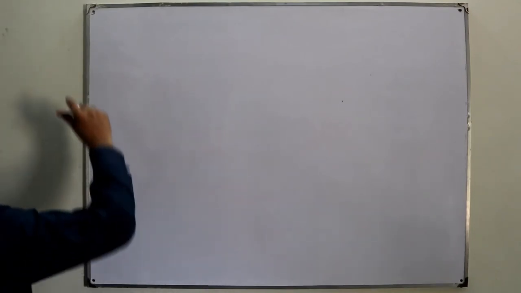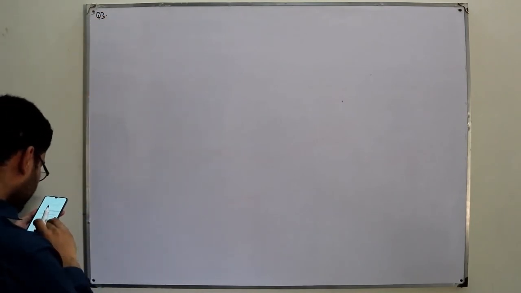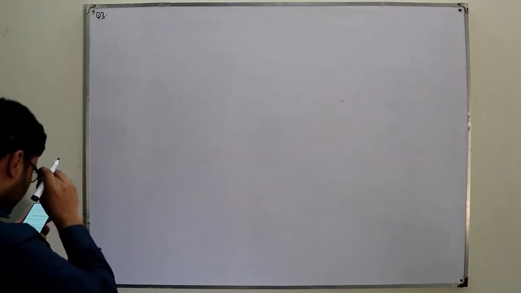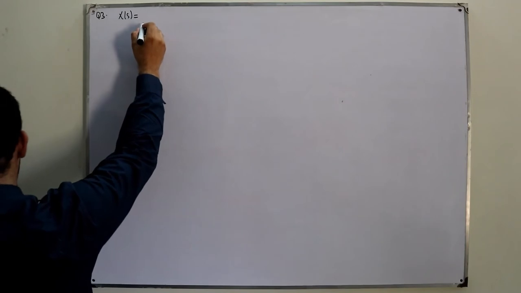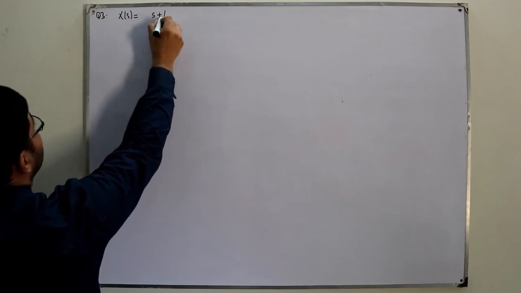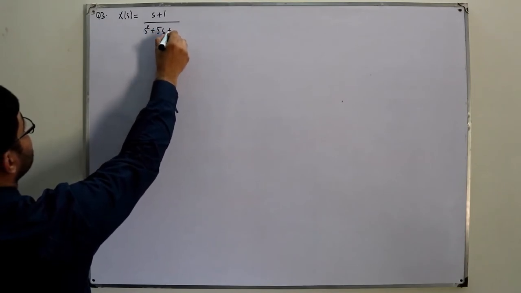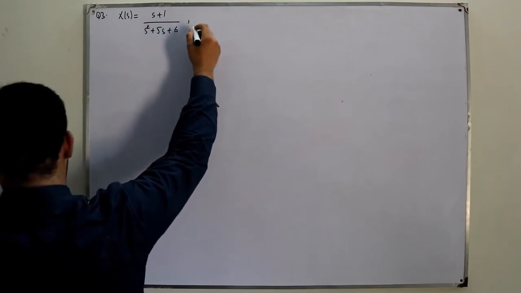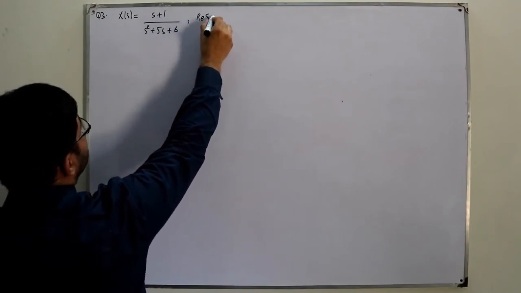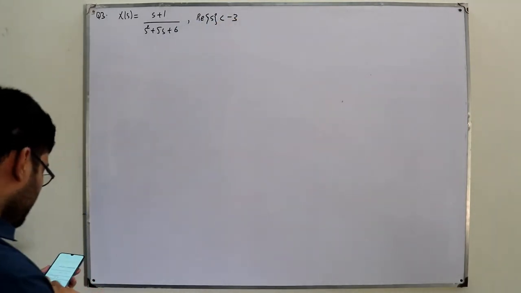Okay, what is the next question? The next is question number 3, and what does it state? Determine the time function x of t for the given X of s. So X of s is given, which is equal to s plus 1 over s squared plus 5s plus 6. I could write it as s plus 2 and s plus 3, but wait. Anyways, the real of s is less than minus 3. This is what the ROC is given.